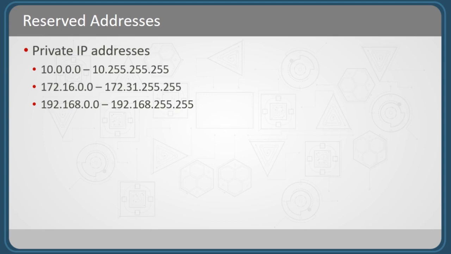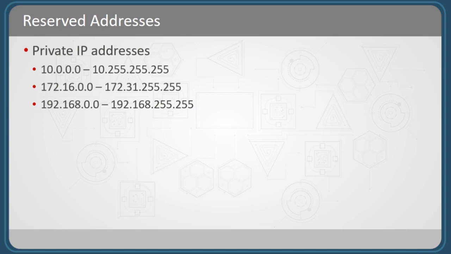172.16.0.0 through to 172.31.255.255 is the private class B bank of addresses. And again, we are going to talk about those classes in greater detail later on. There are mid-sized networks, if you will.